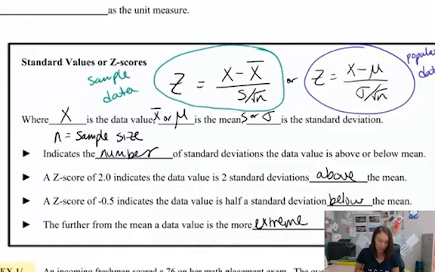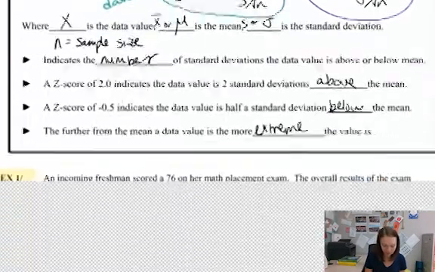The z-score indicates the number of standard deviations the data is above or below the mean. So for example, a z-score of 2.0 indicates the data value is 2 standard deviations above the mean. And similarly, a z-score of negative 0.5 indicates that our data value is half of a standard deviation below the mean. And the further the data value is from the mean, the more extreme or rare that data value is. And it could go in good or bad, depending on if you're above or below the mean.